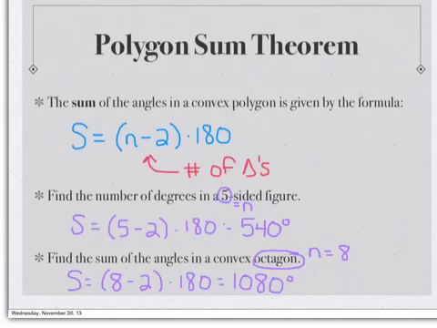Okay, so that's really the big takeaway about the sum of the angles: you can always find the sum of the angles by finding the number of triangles. And the number of triangles always just comes from that n minus 2 and multiplying by 180. That's what I really wanted you to see in that activity last night.